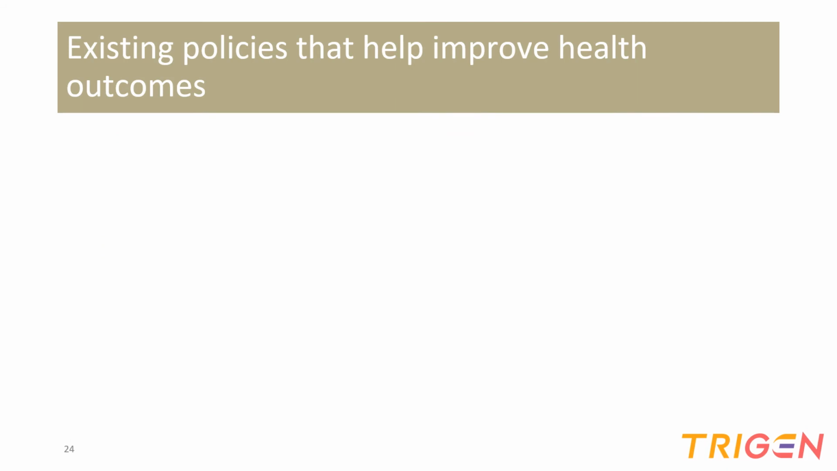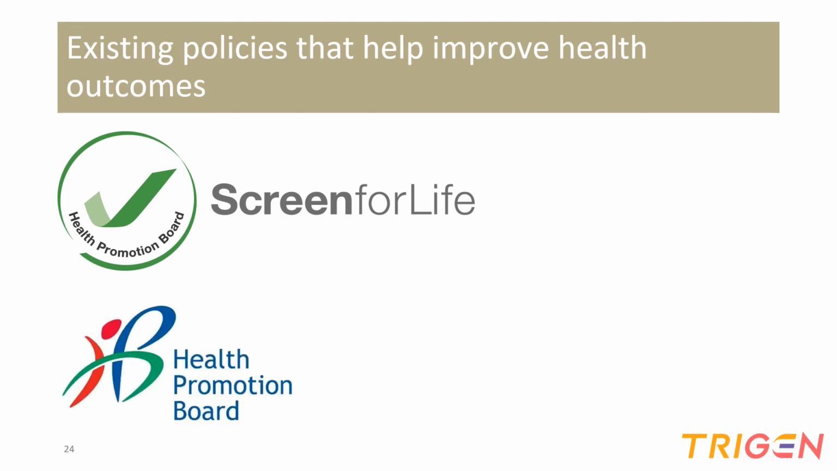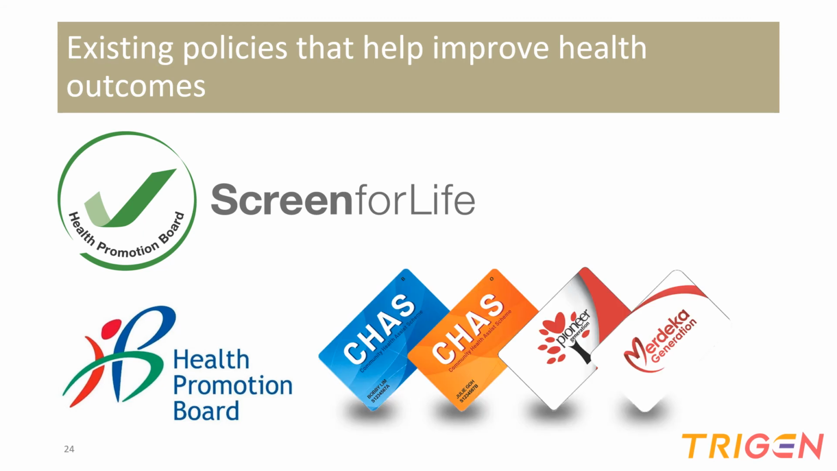Moving on, what are some existing policies in Singapore that help improve health outcomes? Firstly, we have the Screen for Life, which provides highly subsidized chronic disease and age-appropriate cancer screening. Moving on, we have the Health Promotion Board, which conducts health screening in school students and promotes health education. There are also multiple tiered health subsidies available for various populations, such as low-income families and elderly from pioneer generation.